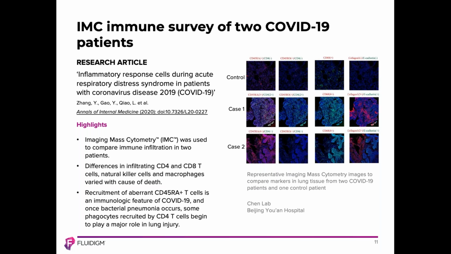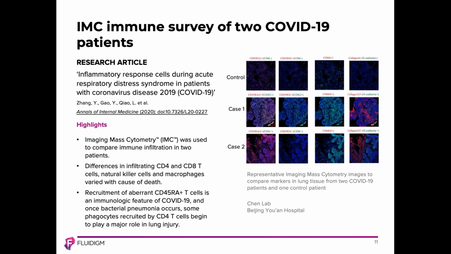This slide here shows a recent report published by the Annals of Internal Medicine. The authors used an 18-marker imaging mass cytometry panel to enable an unbiased exploratory approach to assess immune infiltration in lung tissue from 2 COVID-19 patients, one of whom died of cardiac arrest and one from pneumonia complications. Differences were noted in immune patterns of infiltrating CD4 and CD8 T cells, NK cells, and macrophages in a single section of lung tissue from each patient.